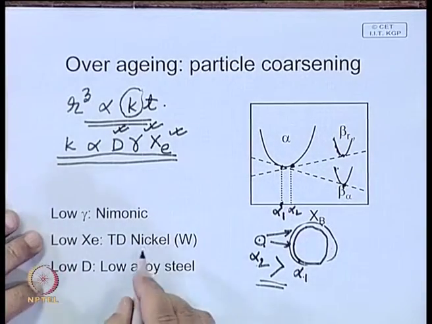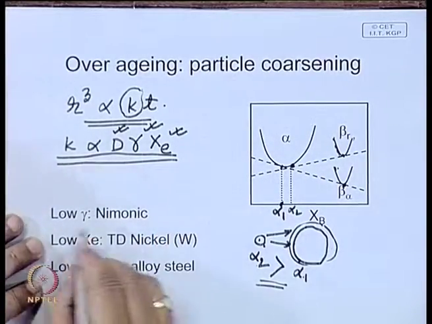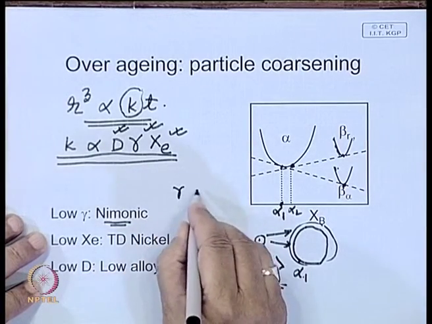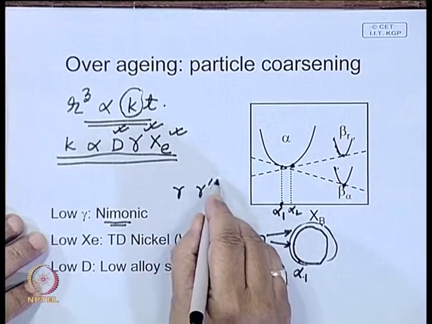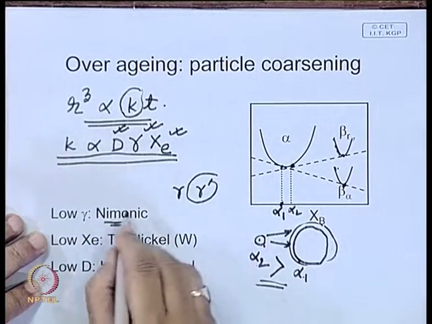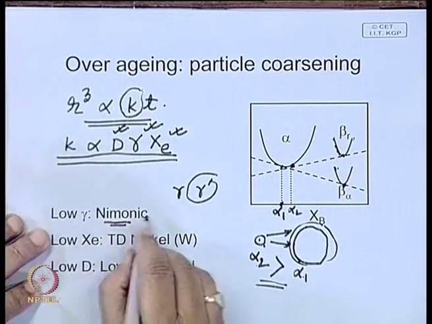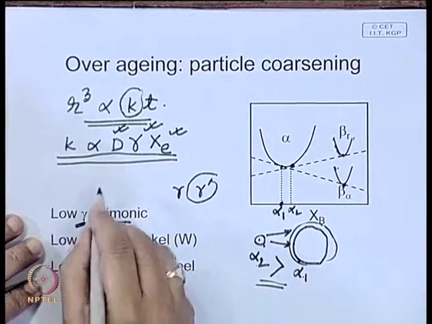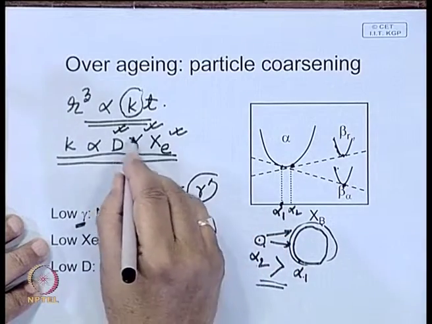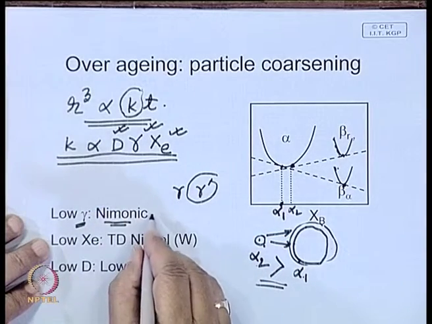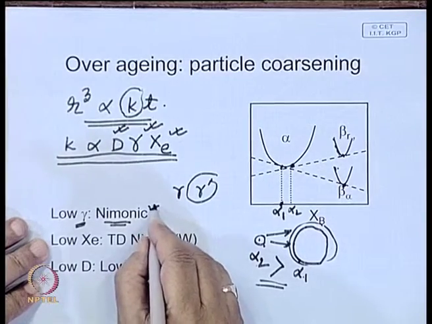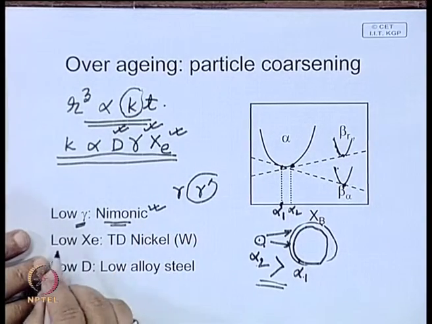If you look at some of the common high temperature alloys, you have gamma as the matrix and gamma prime precipitates, and these gamma and gamma prime are perfectly coherent. So, they have very low surface energy. That is why their high temperature stability is very high, and this is a very popular high temperature alloy.